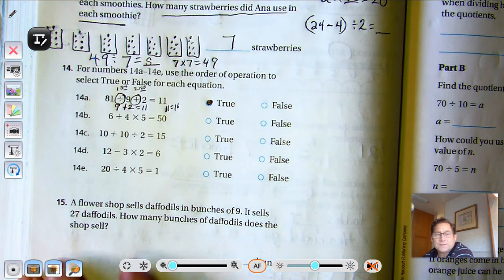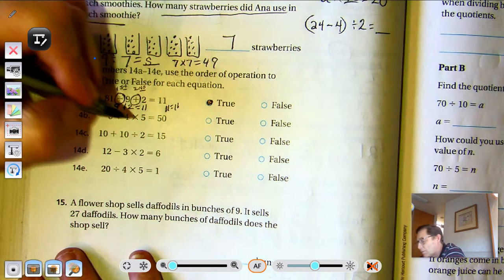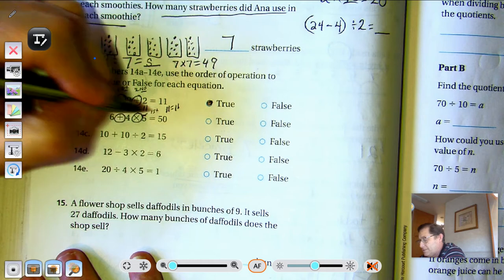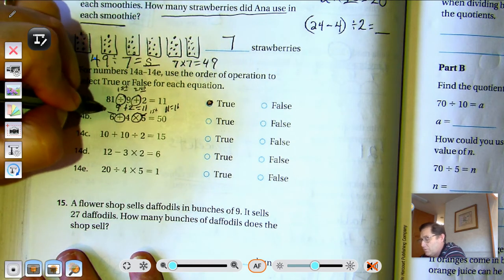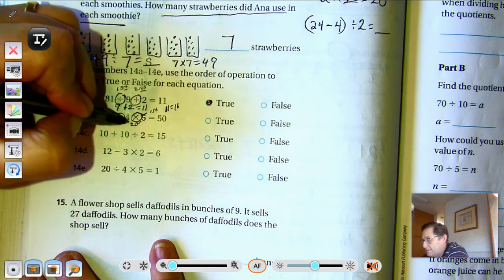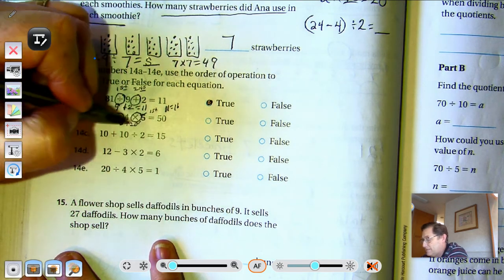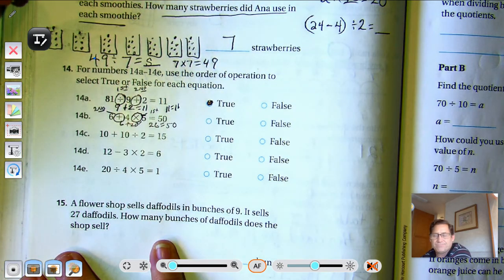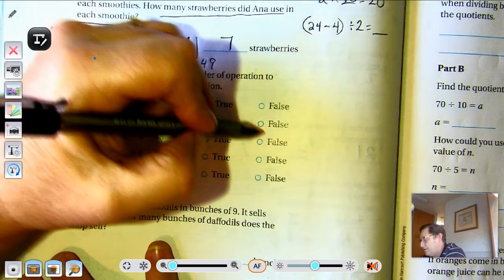6 plus 4 times 5. Well, multiplication, addition. We're going to multiply first. We're going to add second. 4 times 5 is 20. 20 plus 6 is 26. 26 equals 50? No. So that's false.